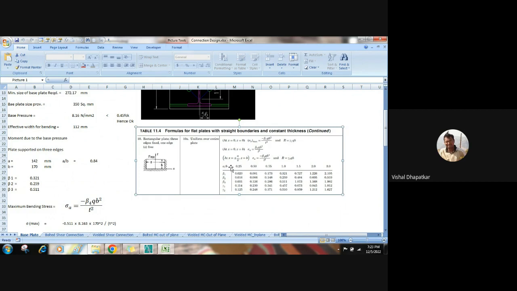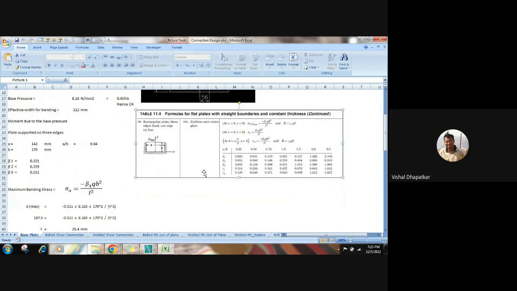I don't know if it is there or not, but during our time plates and shells was one subject where the stresses of the plates are calculated using the Fourier series. We studied Fourier series in math. Based on that theory, there are some equations which provide the stresses for plates when the plates are fixed at different edges.